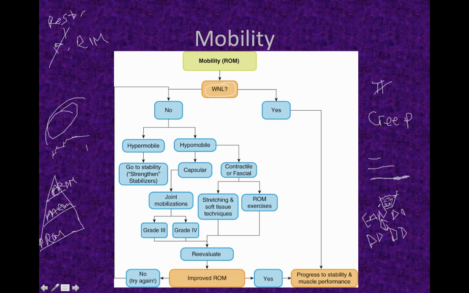Things to know. Flexibility is the amount of joint motion, joint play, and degree of extensibility of the particular connective tissues that cross the joint. So once again, the amount of joint motion, joint play, and degree of extensibility of the particular connective tissues that cross the joint. That's flexibility.